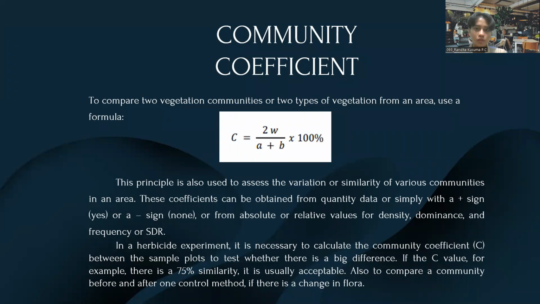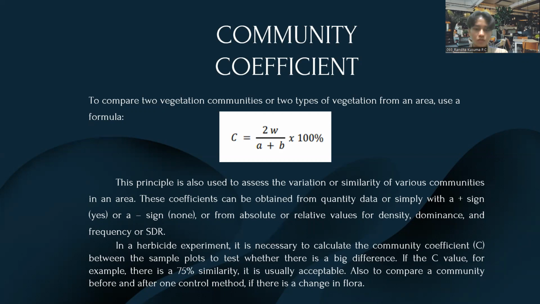And the last is community coefficient. To compare the vegetation communities or the type of vegetation from an area, use this formula: C equals 2W divided by A plus B, multiplied by 100%. C is the community coefficient. W is the sum of the two lowest quantities for the species from each community. A is the sum of the entire quantity of the first community, and B is the sum of the entire quantity of the second community.